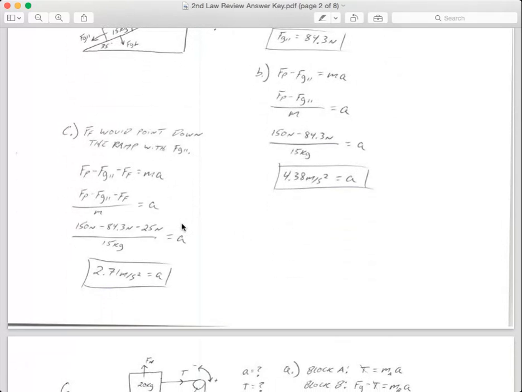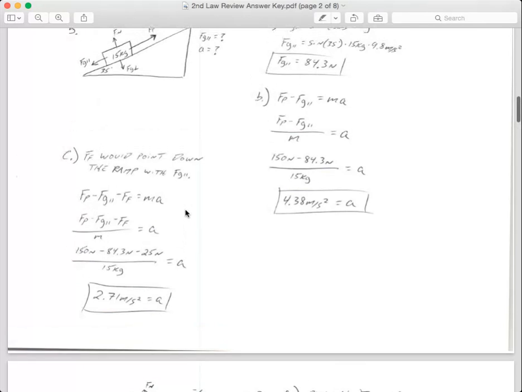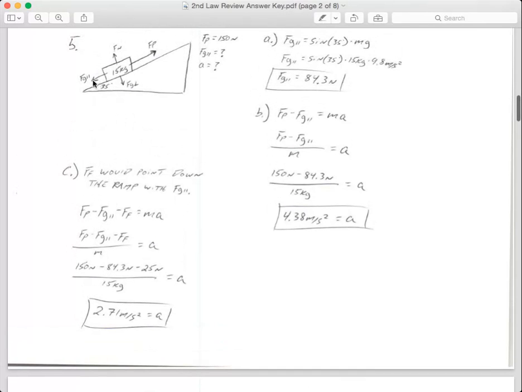Finally, part C says, what is the acceleration of the block if we add a 25 Newton frictional force? Now, where would that frictional force go? If the block is moving up the hill, the frictional force is trying to stop it from moving up the hill, so the frictional force is going to go down the hill. It's going to be to our left side. That's going to make our equation force of pull to the right, force of gravity parallel to the left, and friction to the left, all going to equal ma.